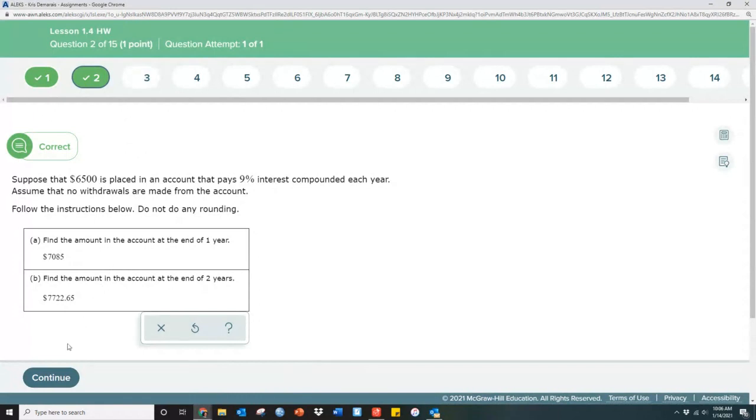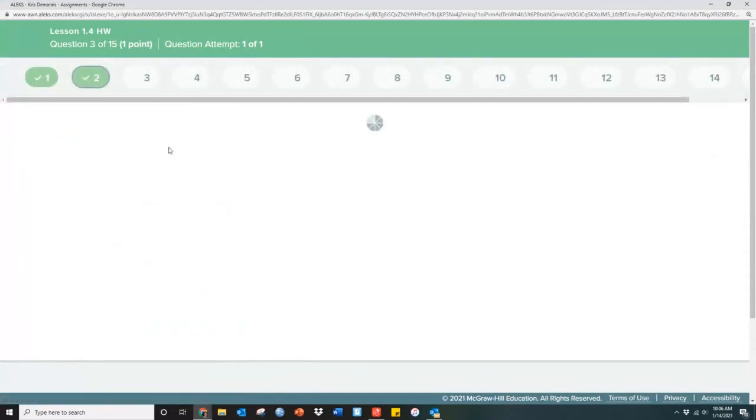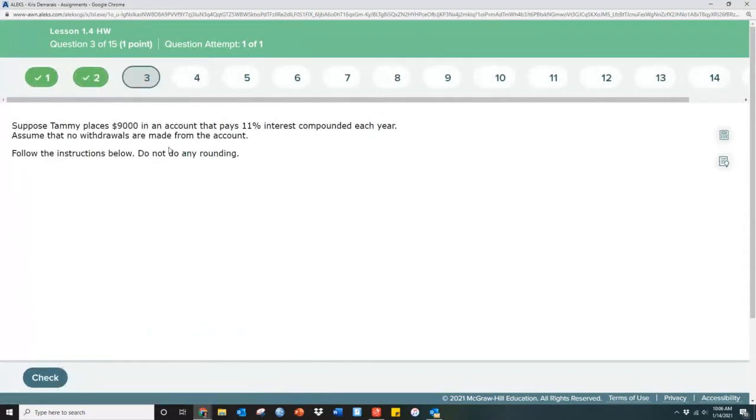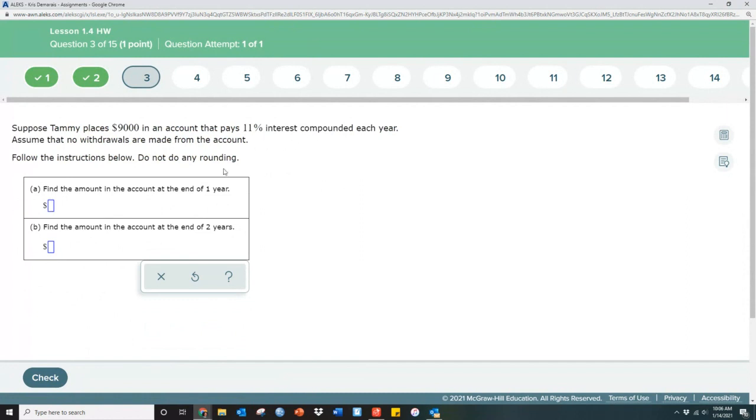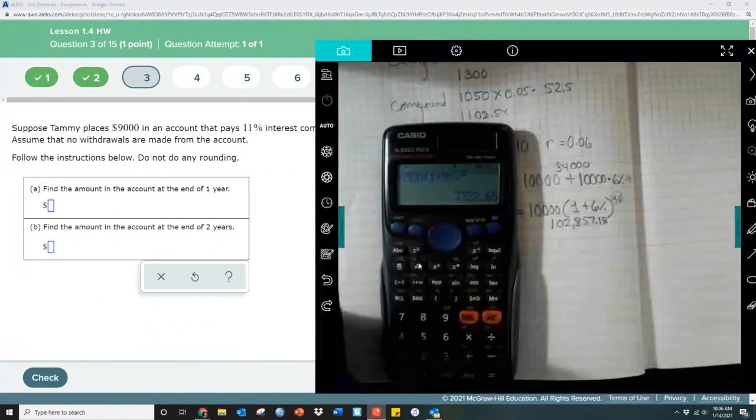All right. Can't make it any easier than this. I've now shown you how to use your calculator to do this. This is compounded interest. I'm not going to continue to do the same thing over and over again. You just punch it in your calculator, unless you need me to. Let me know. Verbally, I'll say that all I would do is change this 6,500 to 9,000, change the 9 to 11, and then run it with the 1 and then the 2. And that's all I would have to do.